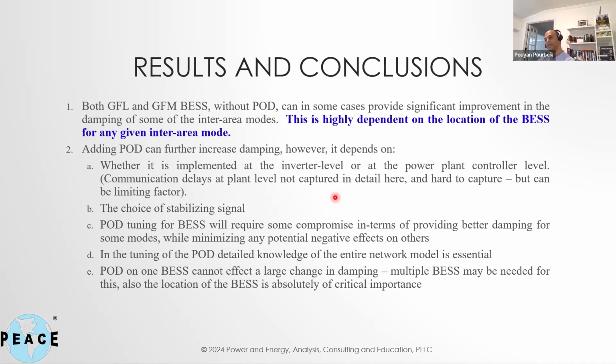the communication delays. Now, if you think about the nature of small signal stability modeling, you can't really small signal stability model, at least not effectively. You have to make certain approximations when you want to model things like delays. So we didn't have the best of means of modeling it. So I just caveat that the communication delays at the plant level weren't really captured in detail and hard to capture, but you could see that it does make an influence or have an effect. And again, that's probably intuitively obvious, but it's interesting to observe. The choice of the stabilizing signal obviously made a difference.